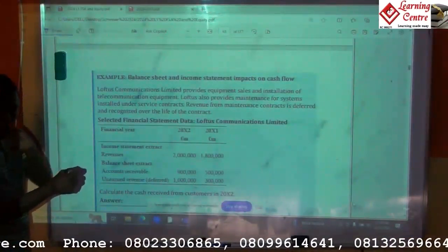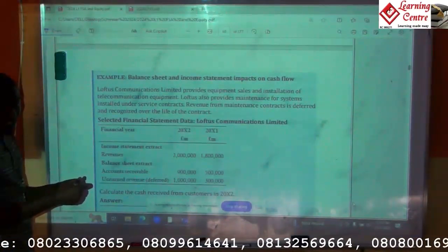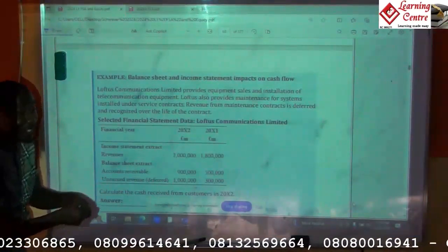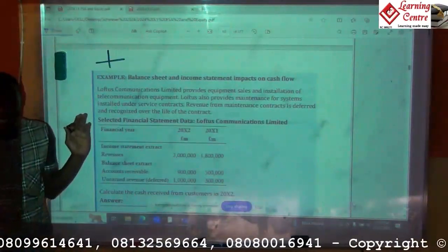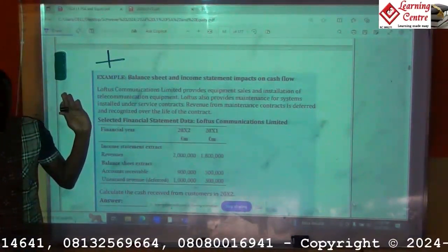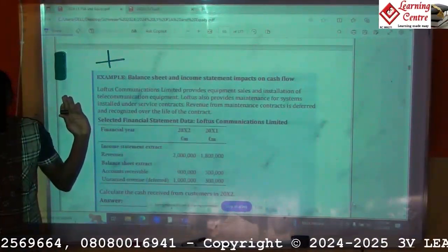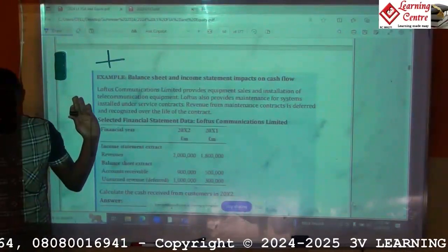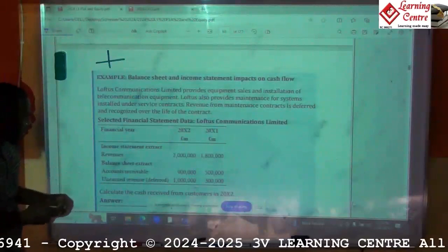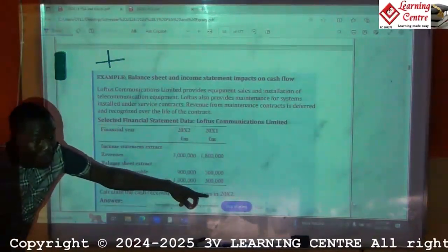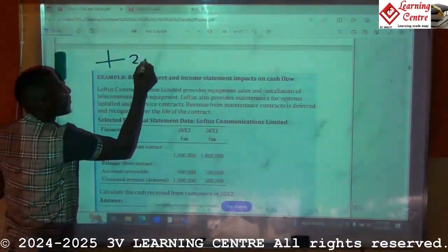So cash received from customers, how do you treat that? Cash receivable. So what's the first thing? Put the sign. Am I going too fast? Are we looking confused? Okay, and we are going for which year? 2002, I think. So, which revenue will we pick? 2 million.